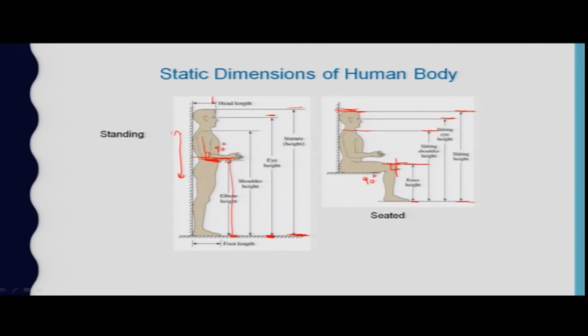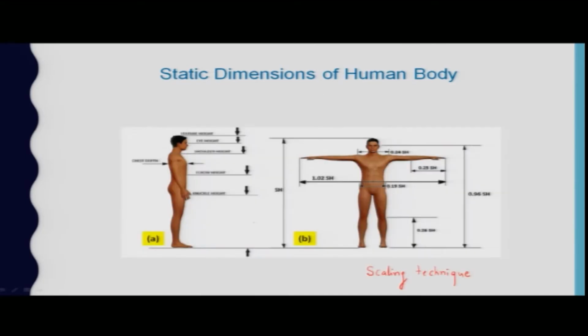So, these are the possible static dimensions of the human body. There is again another posture. This A is the standing condition, and this is the full arm condition. The B is the full arm condition, in which one scaling technique has been utilized.